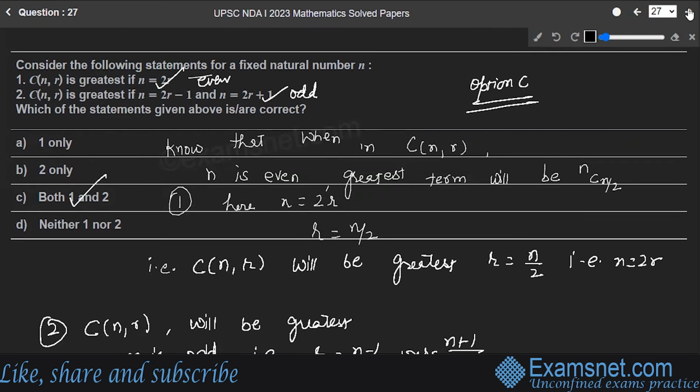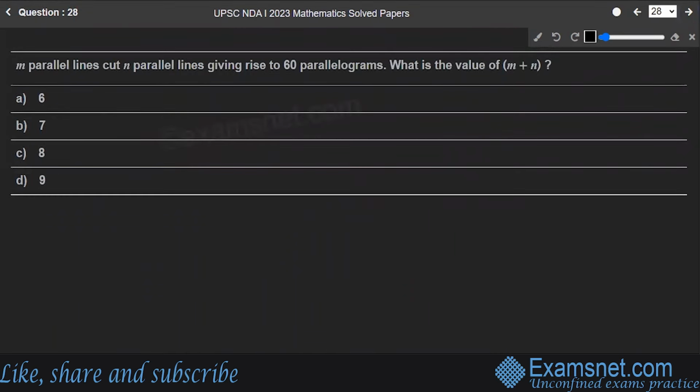Hope you understood. Next is question number 28. It says m parallel lines cut n parallel lines, giving rise to 60 parallelograms. What is the value of m and n? So we are given m parallel lines and n parallel lines. They make together 60 parallelograms. So two lines from here and two lines from here will be taken. So the required one will be mC2 into nC2. How many combinations are possible to make this? It makes 60 parallelograms in this case.